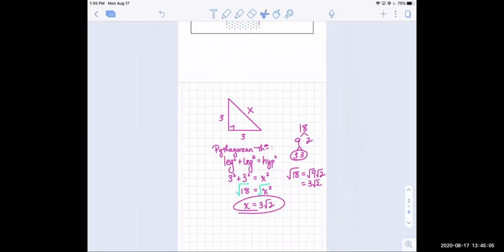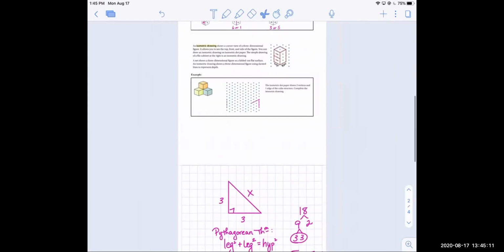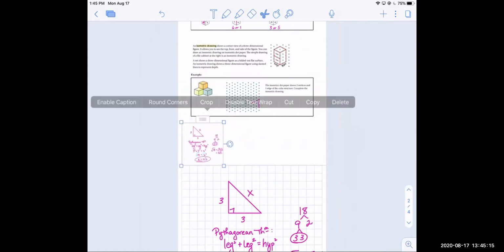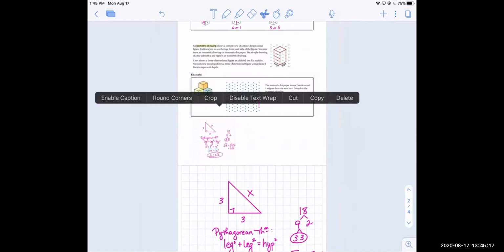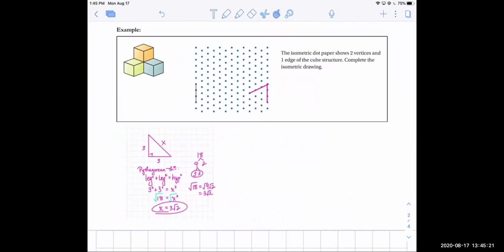I am going to take a little snapshot of that. Copy, paste the image up here, download it. So it's a little review segment.